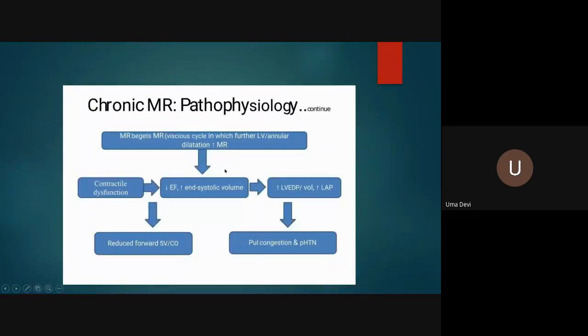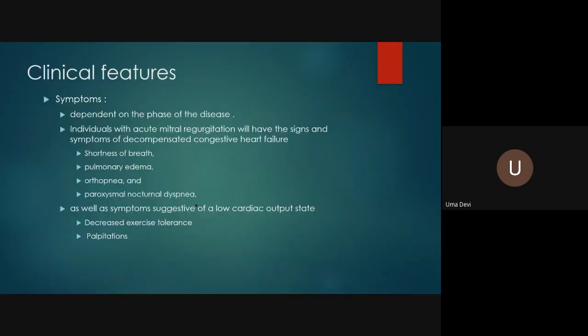So at one stage, the ejection fraction starts coming down. There is an increase in end systolic volume. Contractile dysfunction starts occurring because of the remodeling which is happening due to the increase in left ventricular size. You have an increased left ventricular end diastolic pressure, increased volume, increased left atrial pressure. Finally, there will be pulmonary congestion, pulmonary hypertension, and reduced forward stroke volume and reduced cardiac output. So the patient has easy fatigability, dyspnea on exertion. Grade 1 would have become grade 4.